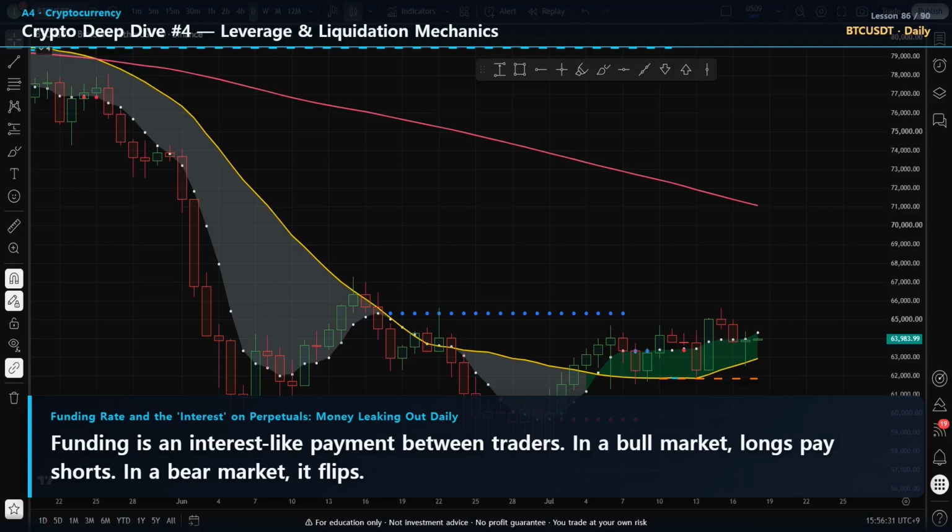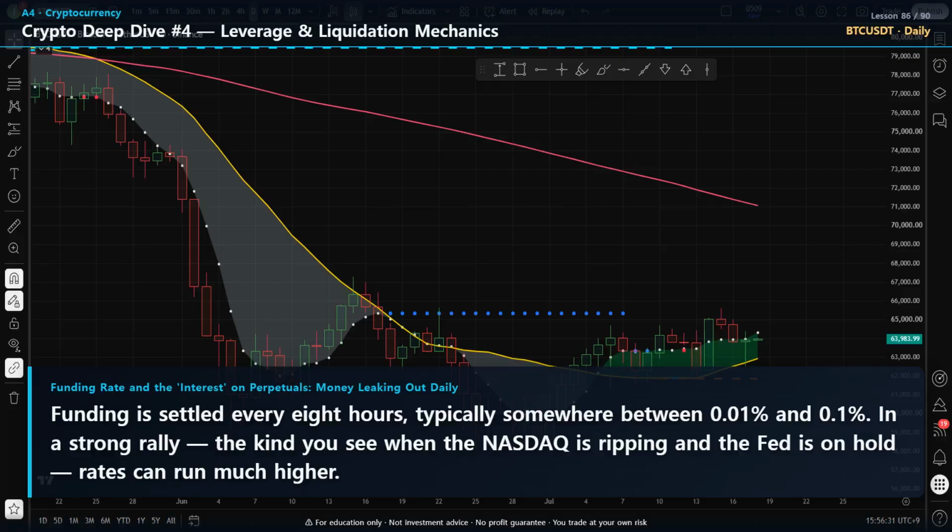Funding is an interest-like payment between traders. In a bull market, longs pay shorts. In a bear market, it flips. Funding is settled every 8 hours, typically somewhere between 0.01% and 0.1%. In a strong rally, the kind you see when the Nasdaq is ripping and the Fed is on hold, rates can run much higher.